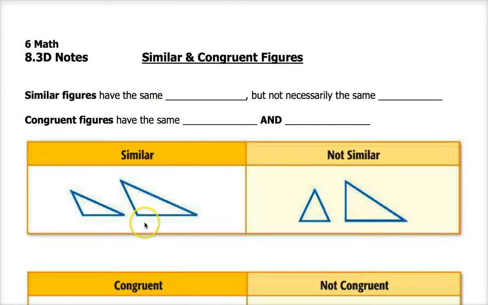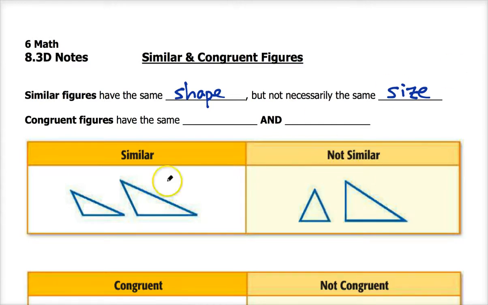In this next lesson, we're going to talk about what it means for figures to be similar and congruent. Similar figures are those that have the same shape, but not necessarily the same size. Below in this chart is an example of two triangles that are similar. See how they have the same shape. They're both the same type of triangle, but one is obviously smaller than the other one. Those are examples of similar figures. These two triangles here, even though they're both triangles, one is a right triangle and one is not a right triangle, so those would not be similar figures.